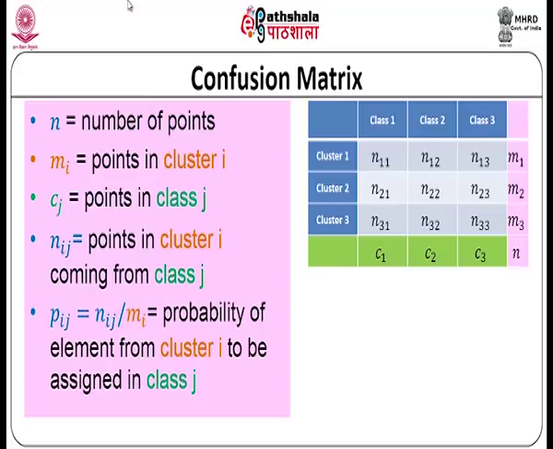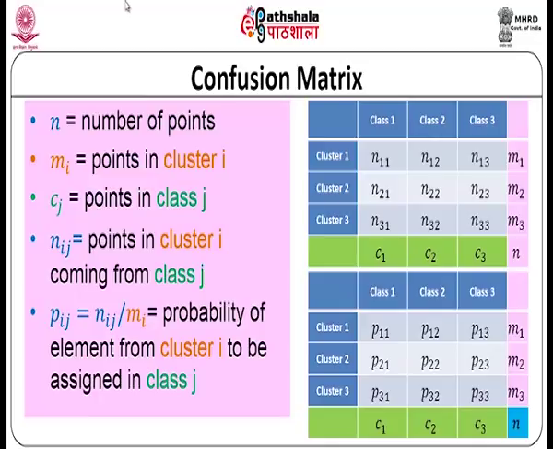So, let us look at this confusion matrix. You have the 3 clusters, cluster 1, cluster 2, cluster 3, and you have the 3 classes C1, C2 and C3. Nij is the points in cluster i coming from class j. For example, take Ni2: it means the points in cluster i are coming from class 2. And M1, M2, M3 are the points in the clusters. So, that is the total confusion matrix.